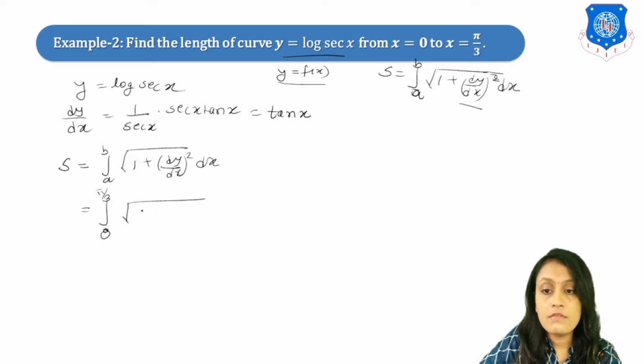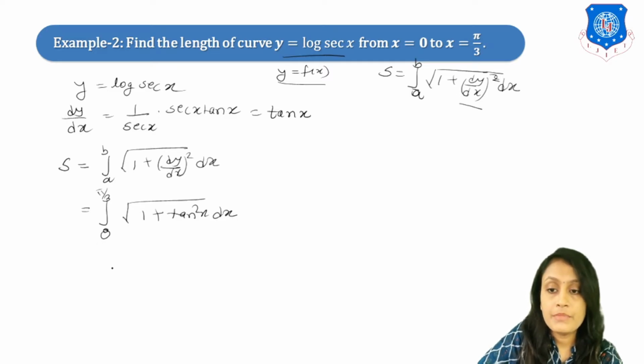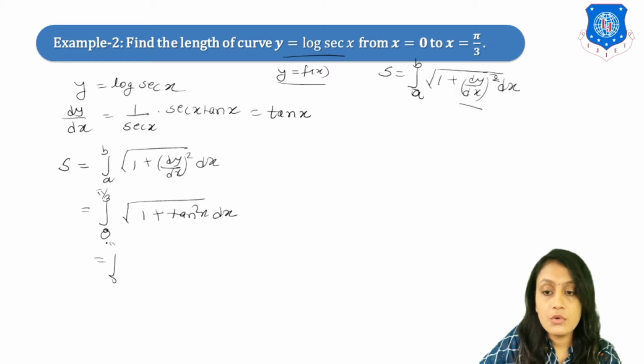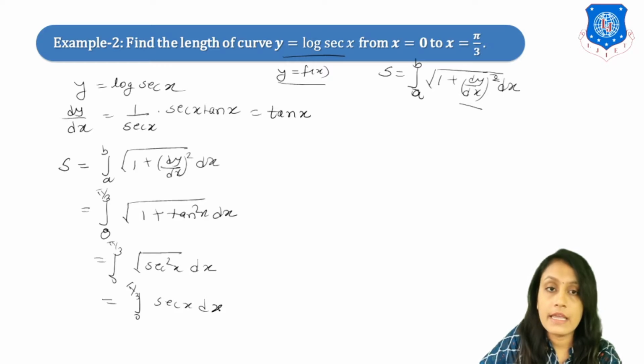Under root 1 plus, now dy by dx is tan x and we have to square it, so it is tan square x dx. Now integration from 0 to pi by 3, and 1 plus tan square x is what? Sec square x dx. And under root, sec square x is what? Sec x. So we have integration of sec x dx.